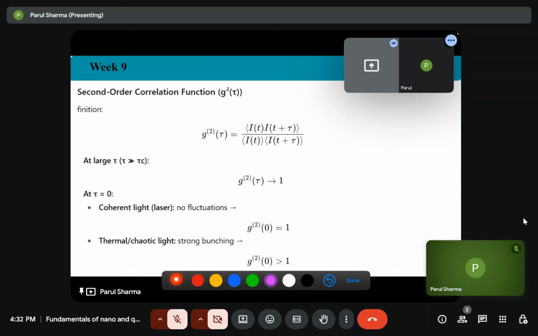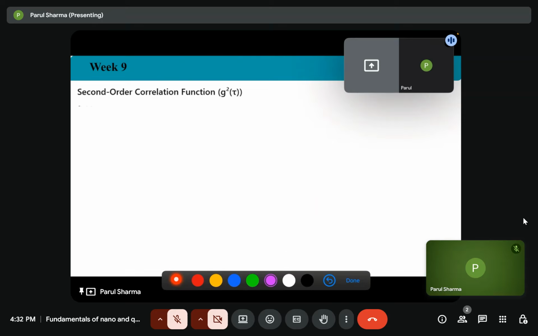So for a large time, G2 at tau tends to 1. At tau equal to 0, it will be a coherent laser where there are no fluctuations. That is, at tau equal to 0, G2 is equal to 1. And when there is thermal or chaotic light, there will be strong bunching, and G2 is greater than 1.